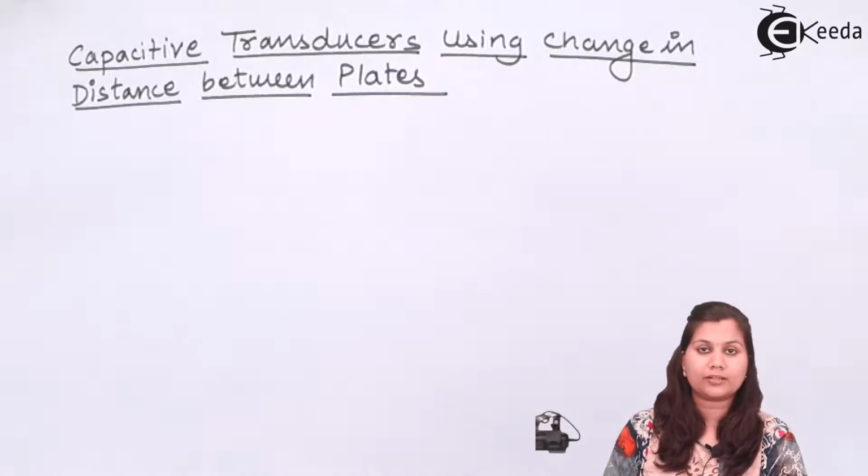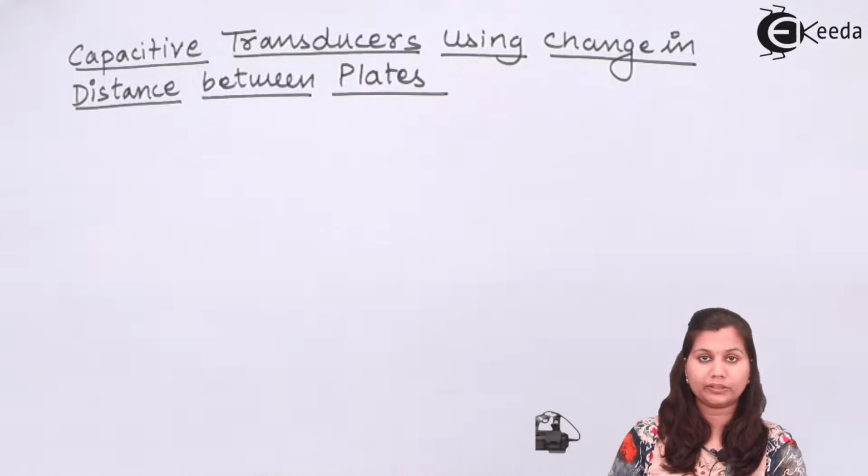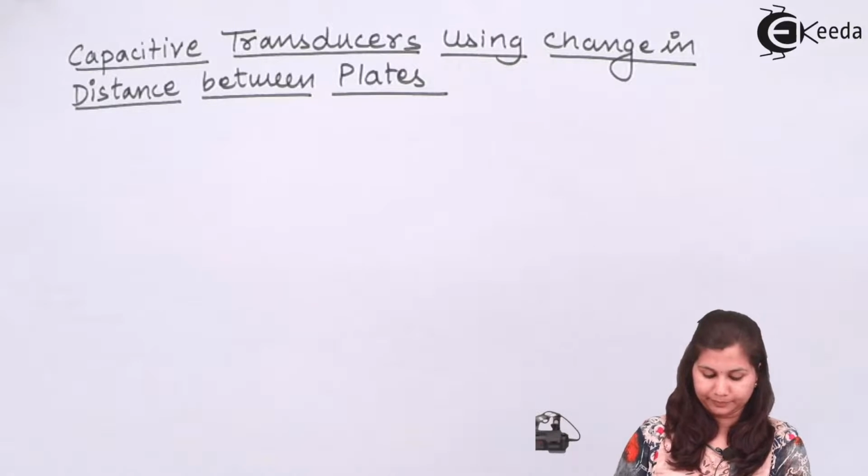So capacitive transducers are the devices which convert a physical quantity into an electrical quantity, and they are used for measuring the physical quantities by measuring the change in the capacitance.